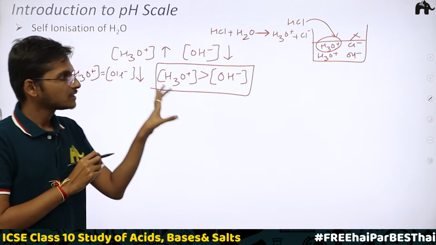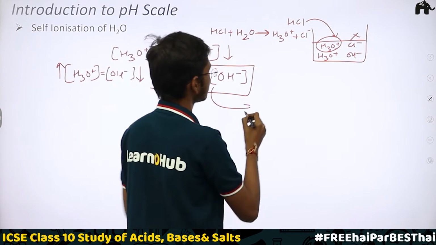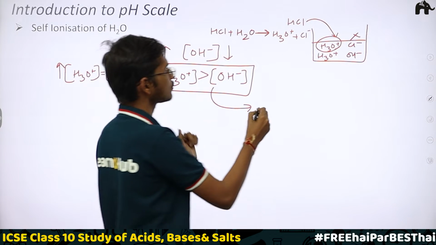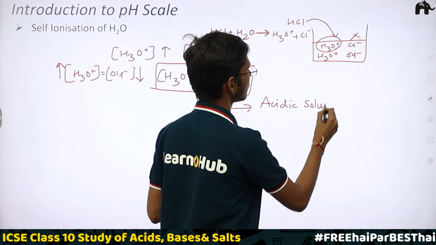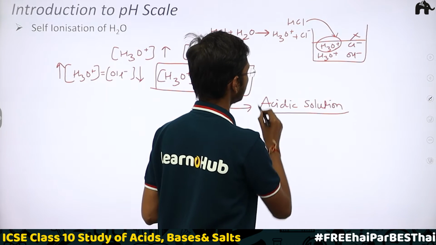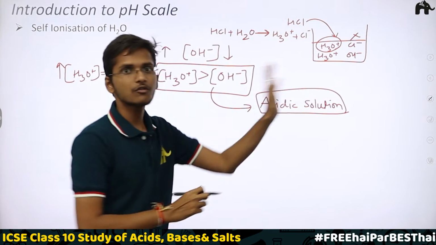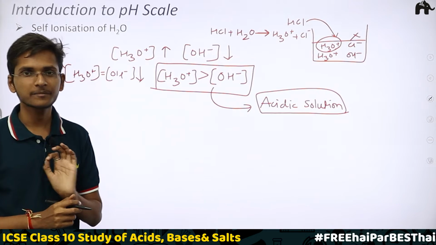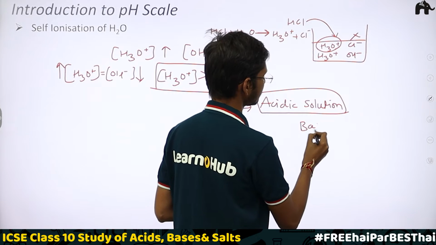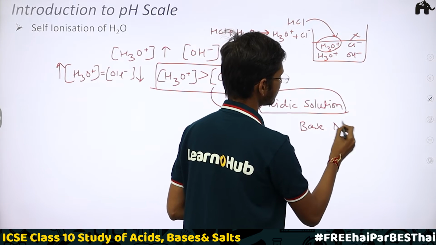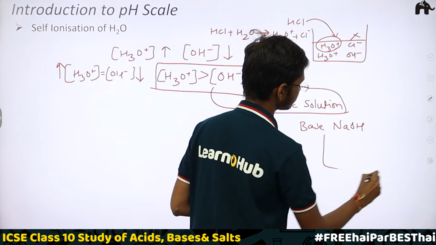Such solutions, which have hydronium ions concentration greater than hydroxyl ions concentration, are acidic solutions, which are formed when we add an acid in water. Just now we did this. Now let's add a base. Why wait for the base, right? So I'm adding a base, NaOH, in water.